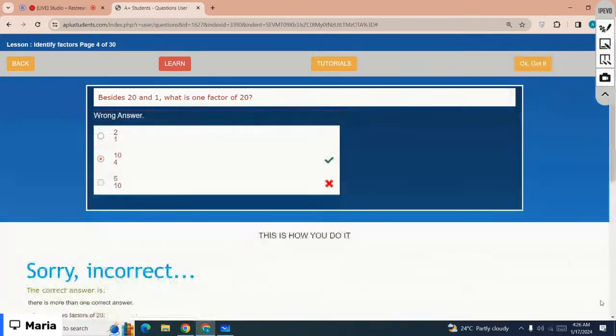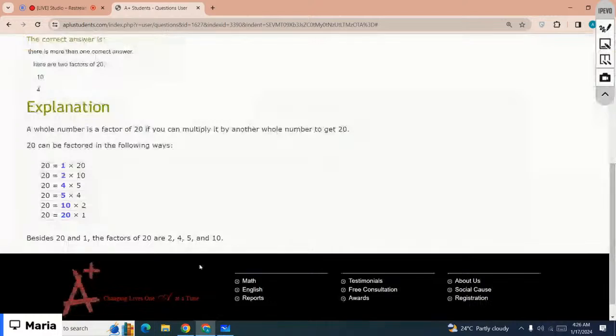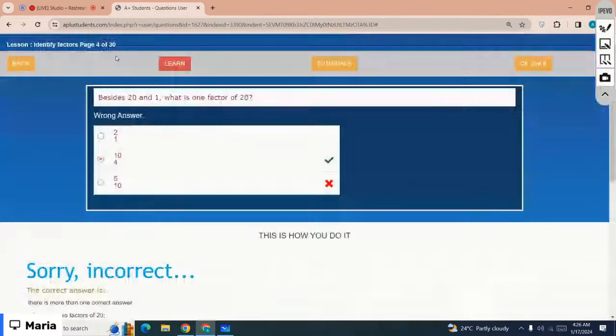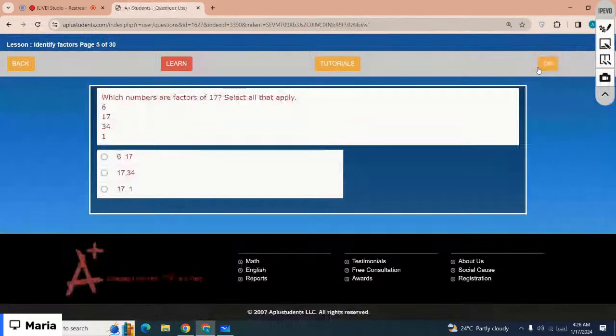But what's wrong with the other options? 2, 4, 5, and 10, we know. But here you have 20 and 1. You cannot select the first one. 5 is also a factor of 20. Very confusing questions. Which numbers are factors of 17? Which is the correct one?